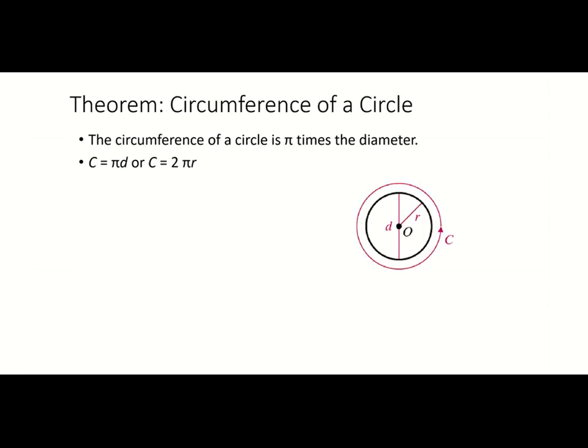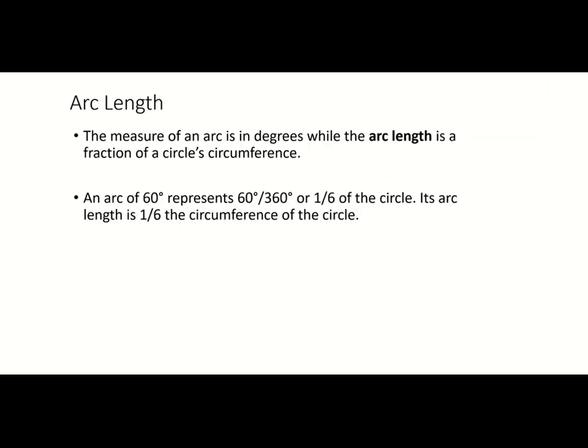Just as a reminder and a review, we talked about the circumference of a circle. We can use two formulas. You could do pi times the diameter, or 2 times pi times the radius, because we know the radius is 1/2 of the diameter. We will use the circumference to help us find the arc length of an arc.